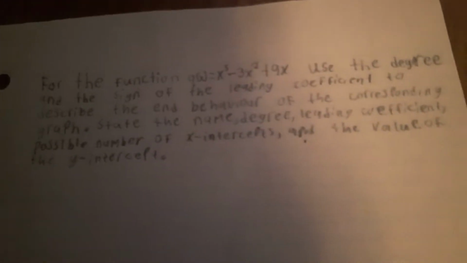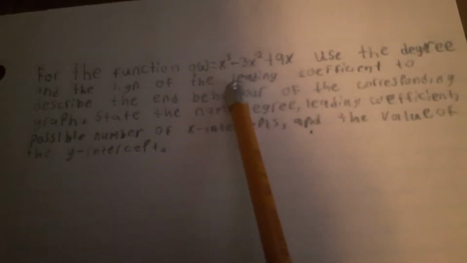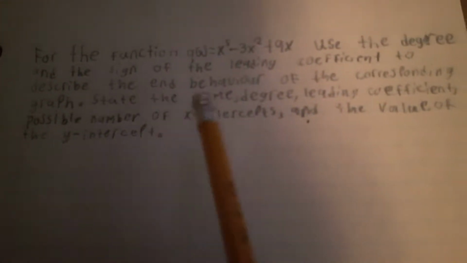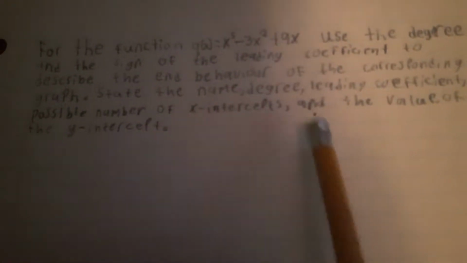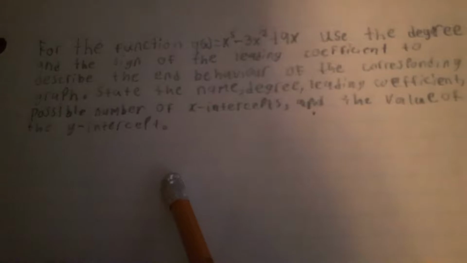The question reads, for the function q of x equals x to the power of 5 minus 3x squared plus 9x, use the degree and the sign of the leading coefficient to describe the end behavior of the corresponding graph. State the name, degree, leading coefficient, possible number of x-intercepts, and the value of the y-intercept.